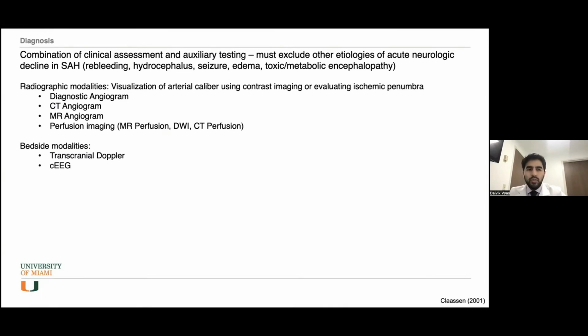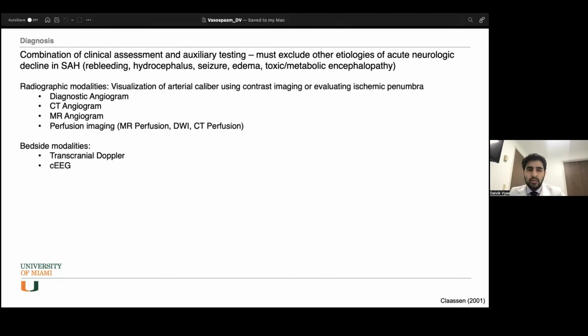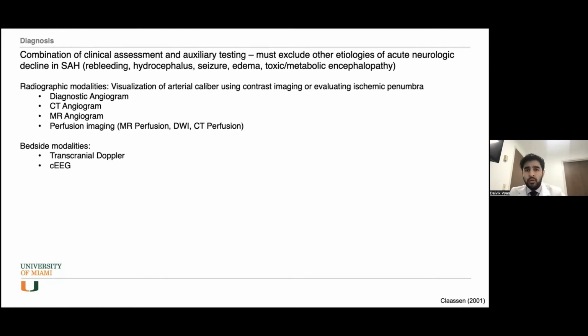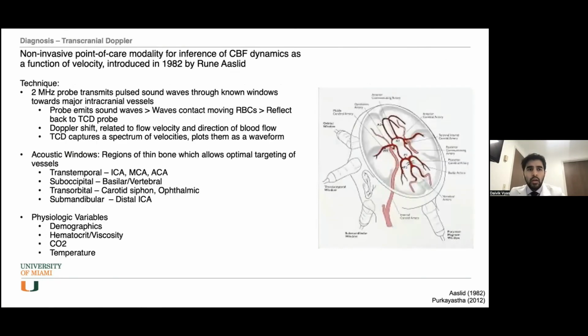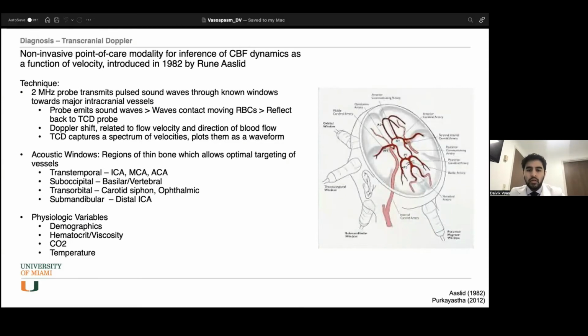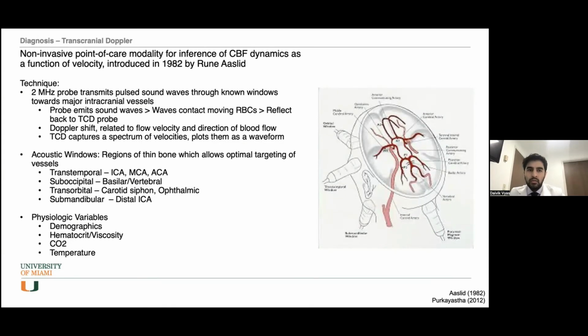And ultimately, there are both radiographic and bedside modalities for diagnosing vasospasm. So we either visualize the artery using something like an invasive or a non-invasive angiogram, or we evaluate the secondary ischemic penumbra using perfusion imaging, or we use a bedside modality, so a transcranial Doppler or a continuous EEG. And really today, I wanted to focus on the latter two. Transcranial Dopplers are non-invasive point-of-care modalities for inferring cerebral blood flow dynamics as a function of velocity. And originally they were described in 1982 by Rune Aaslid.